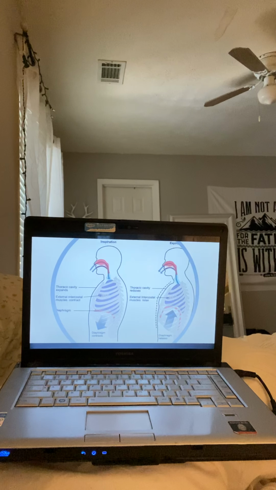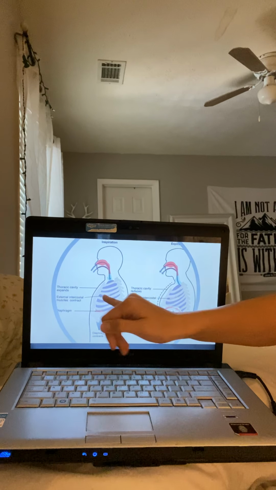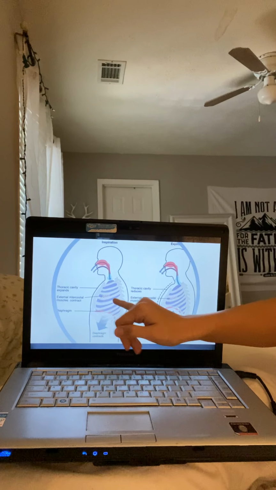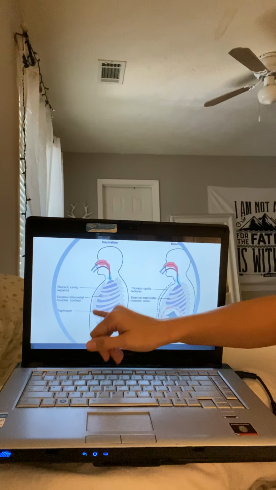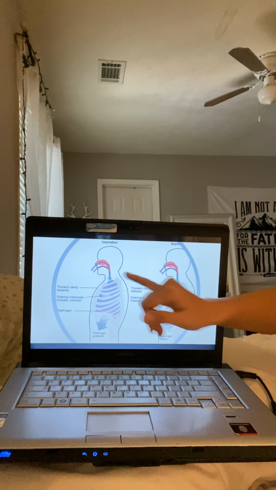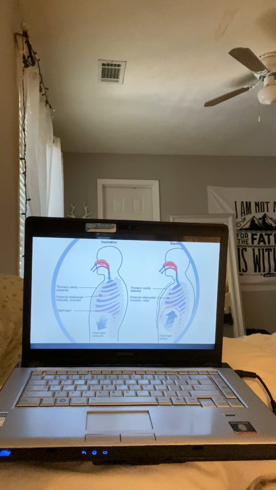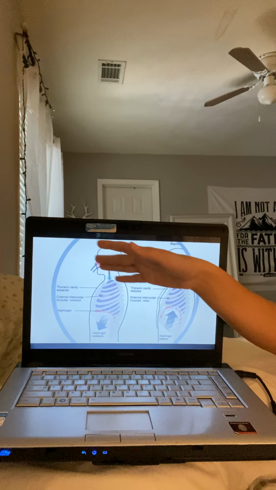Ventilation is the result of the diaphragm and intercostal muscles contracting. As you can see, the intercostal muscles contract, and the diaphragm here when you're inspiring, which is breathing in. Expiration is when those intercostal muscles relax. The change in pressure is going to allow for inspiration.